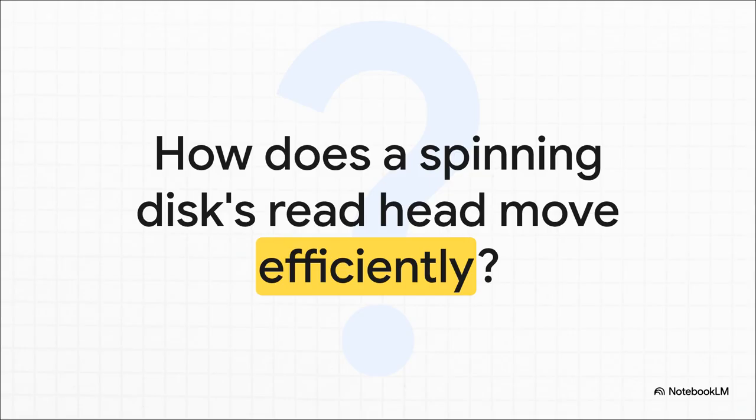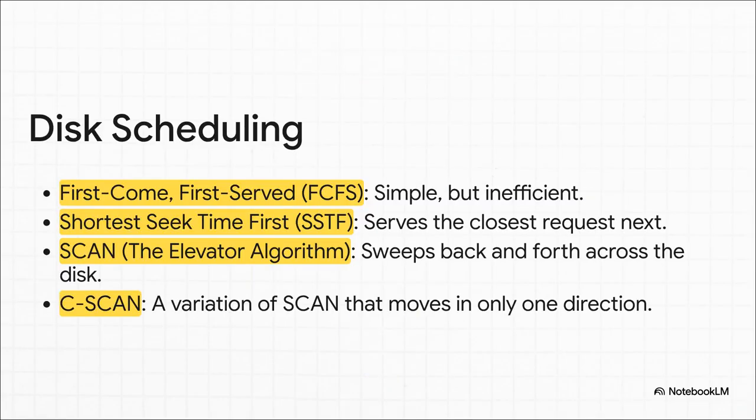On a traditional spinning hard drive, you've got that physical read/write head that has to literally move across the platter to find data. So if it's handling thousands of requests at once or trying to read a fragmented file, how does the OS stop it from just frantically jumping all over the place? The answer is pretty clever: disk scheduling algorithms.